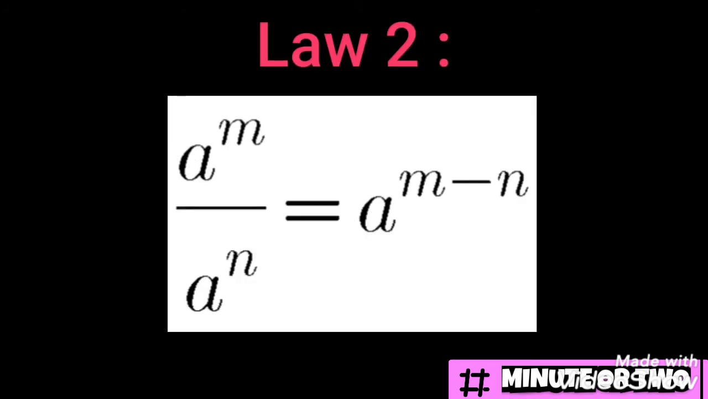Now we look at law 2. Law 2 states that when the bases are the same, the both a's there, and they are being divided, then we subtract the powers. Now if you look at it, where there is division, that is making the number smaller, we apply the subtraction. That is also another way of making the number smaller. So you know that those two go together. Bases are the same, they're being multiplied, we add. Bases are the same, they're dividing, we subtract.